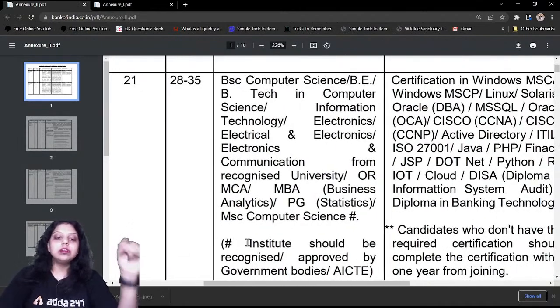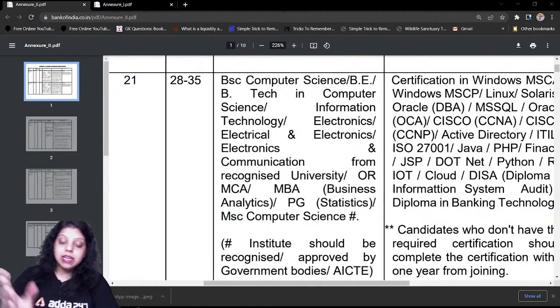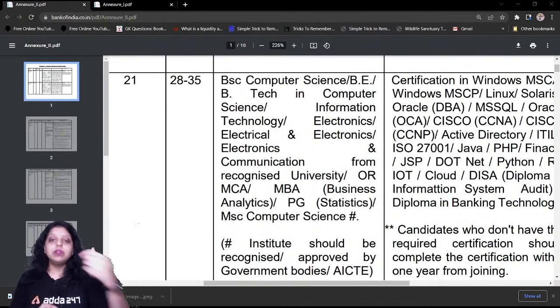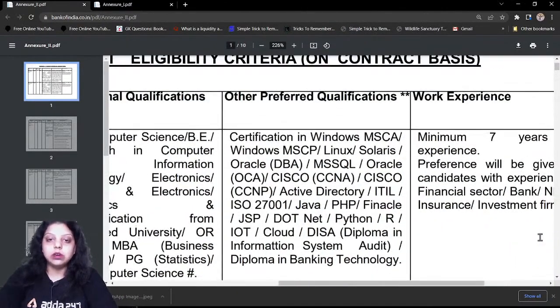So these are the qualifications required to fulfill the manager IT on contractual basis post. Do make sure these are in the condition of 'or'. If you are BSc Computer Science, you can fill the form. If you are BE, you can fill the form. If you are BTech in Computer Science or IT or Electronics or Electrical and Electronics or Electronics and Communication, then you can fill this particular form. Next is your experience, if required.